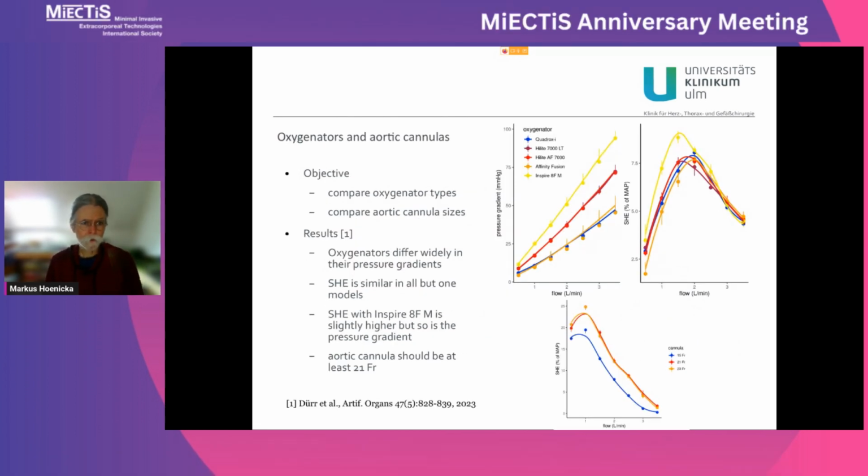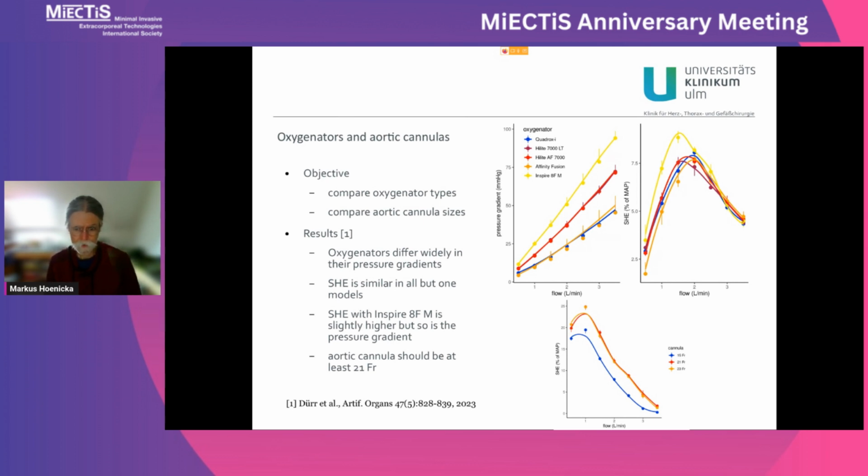Next, we checked the influence of oxygenators and of aortic cannulas. You can see on the upper left, the pressure gradients differ by a factor of 2 between different makes and models. Of course, it's better to choose an oxygenator with a low pressure gradient because this relieves the pump from unnecessary work. And on the right-hand side, you see the SHE. It's very similar, except for this one oxygenator with an exceptionally high pressure gradient. But we chose the blue one in these images for further results.